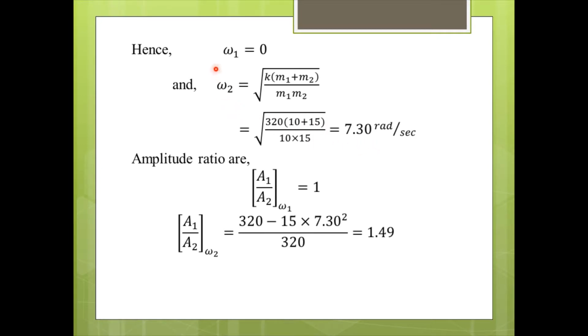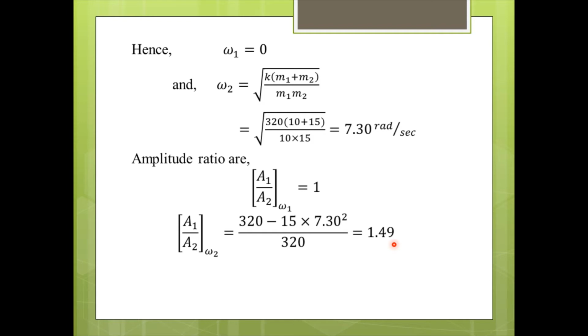Now using these two values of natural frequencies omega 1 and omega 2, we can calculate the amplitude ratios like this. Using omega 1, the first amplitude ratio a1 divided by a2 is equal to 1, and using the second natural frequency omega 2, which is 7.30 radian per second, we can calculate the amplitude ratio to be something like this, and finally we get the value to be 1.49.